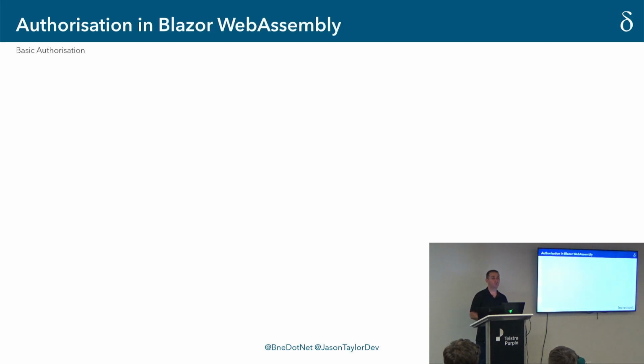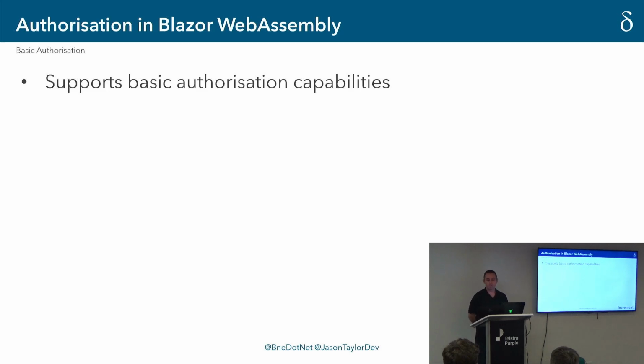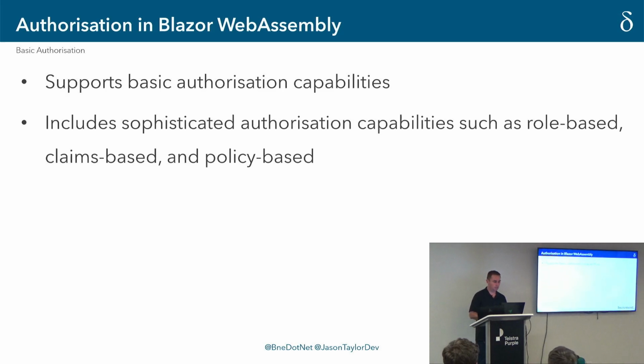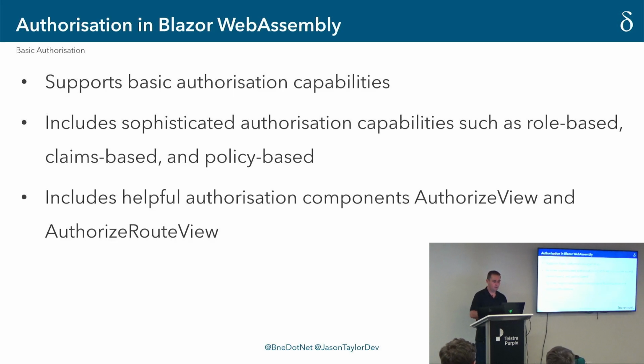Now let's have a look at authorization in Blazor WebAssembly. Because Blazor WebAssembly is an ASP.NET Core technology, it supports those same authorization capabilities. So it includes sophisticated authorization capabilities such as role-based, claims-based, and policy-based, as well as those simple basic ones such as allow anonymous and authorize for just an authenticated user. It includes also some helpful authorization components, such as authorize view to conditionally show part of a view dependent on the user's authorization, and authorize route view to restrict access to certain routes based on the user's authorization.